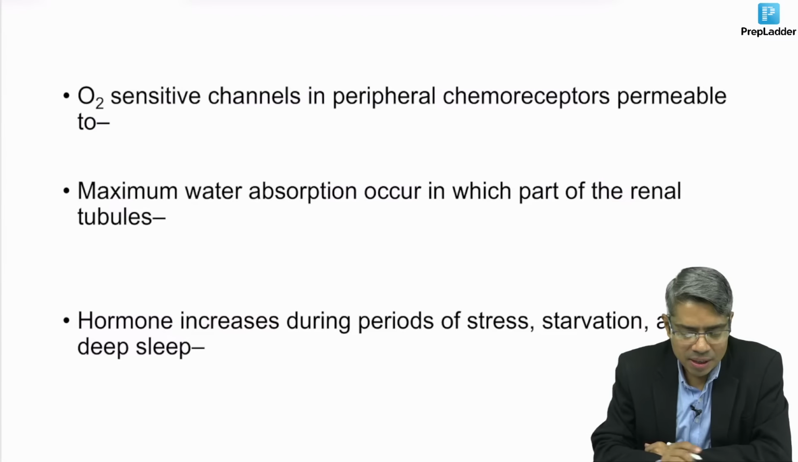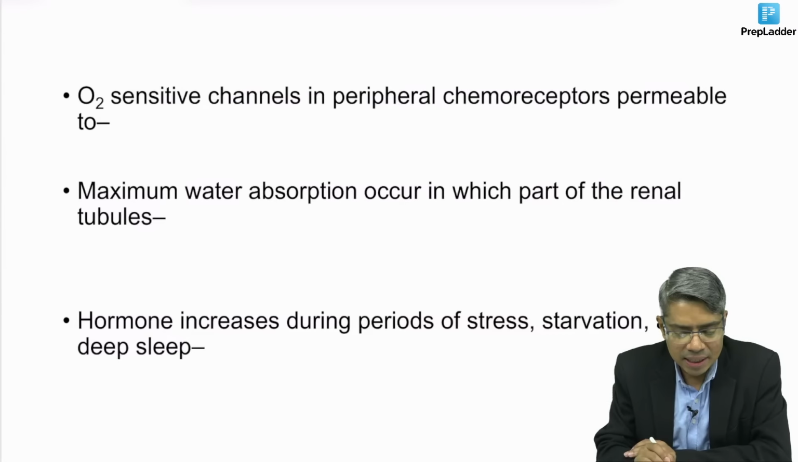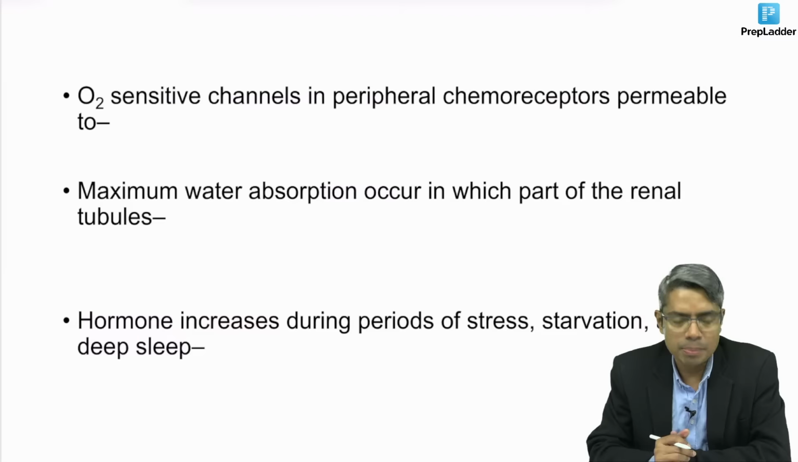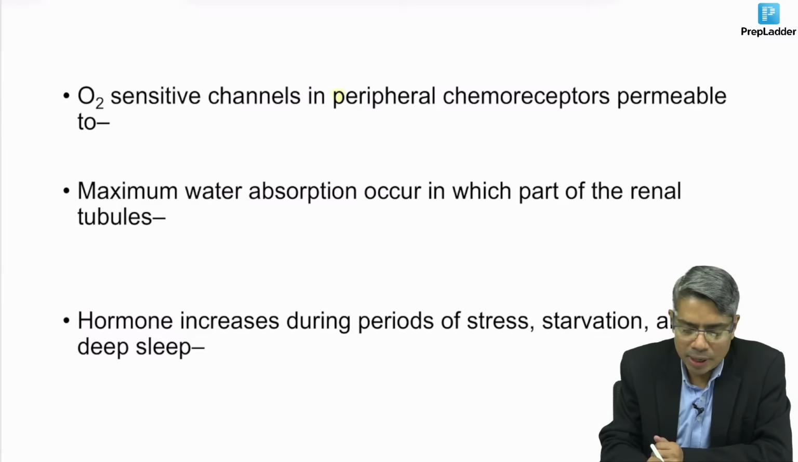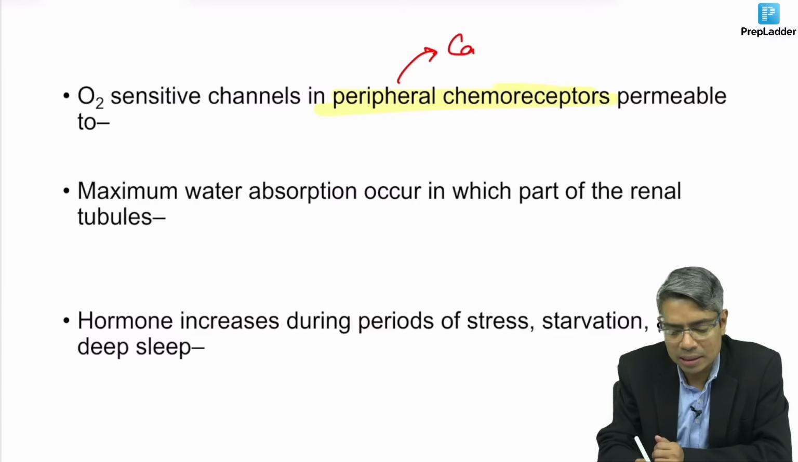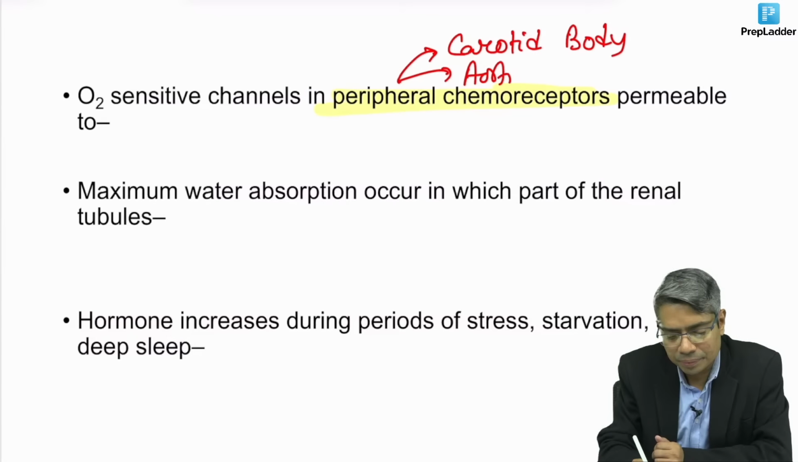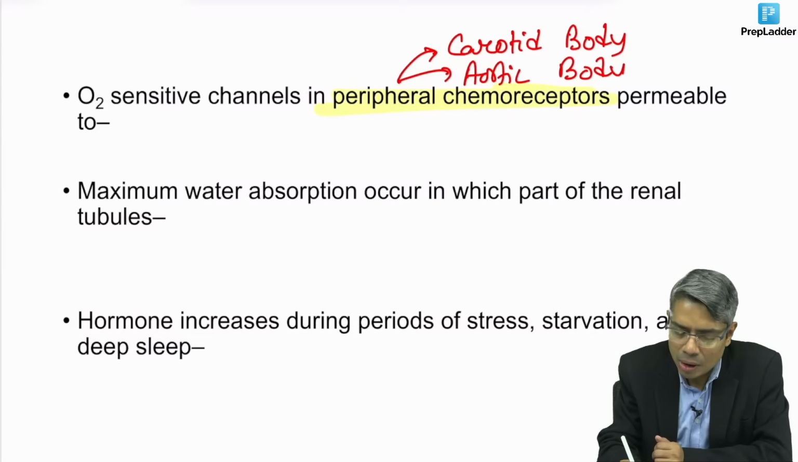Thank you. Okay. The oxygen sensitive channel in the peripheral chemoreceptor is permeable to which ion? So, the peripheral chemoreceptors, where are they located? They are located at the level of the carotid bodies and aortic body. Carotid body and aortic body.